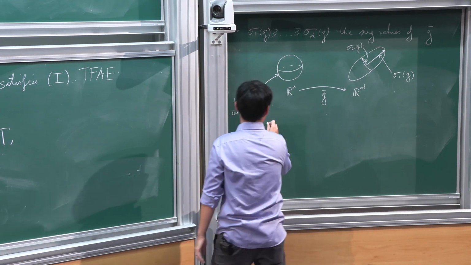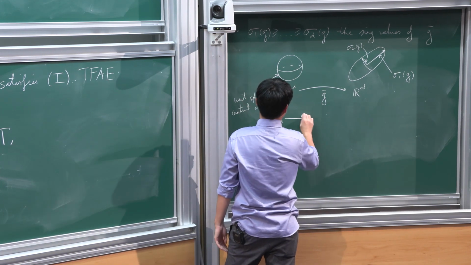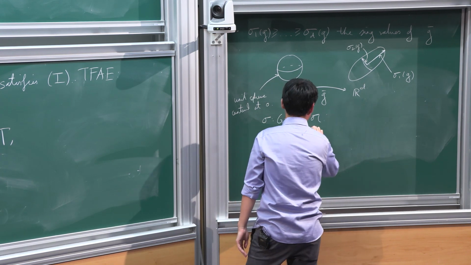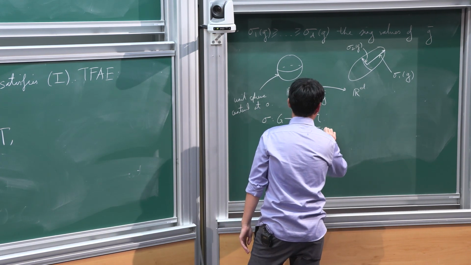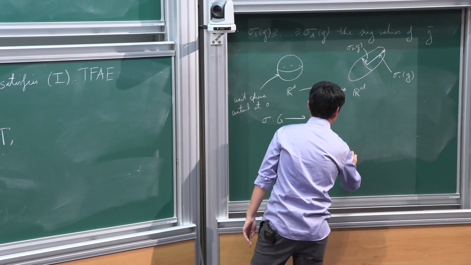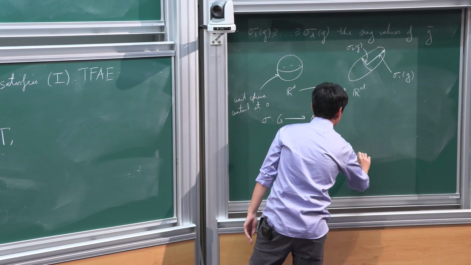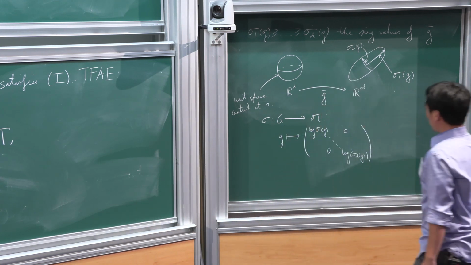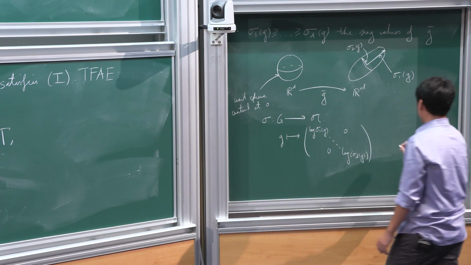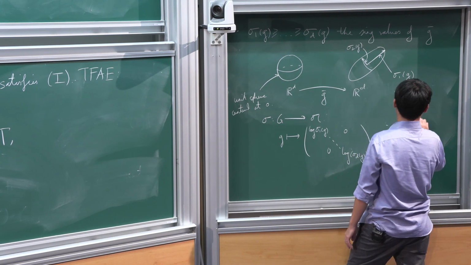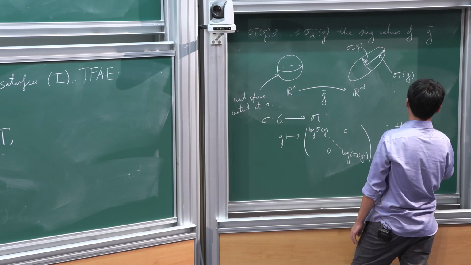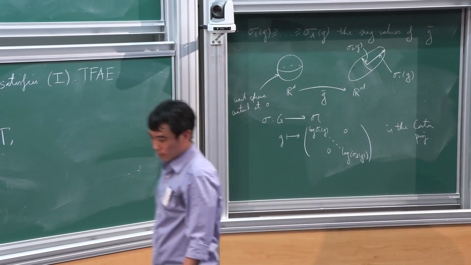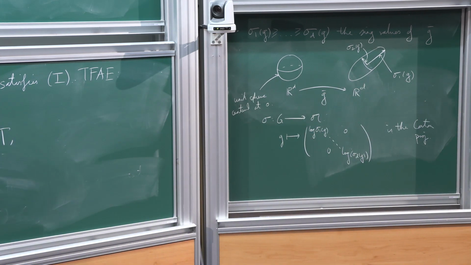So if you define sigma from G to A, where you take a G and you send it to log of sigma 1 of G, up to log of sigma D of G, this is the Cartan projection. Okay, so back to the theorem.